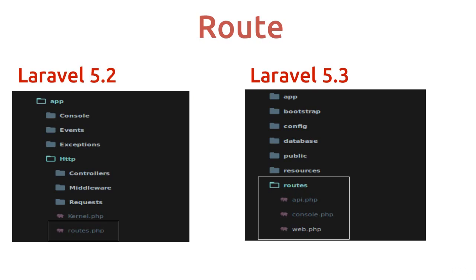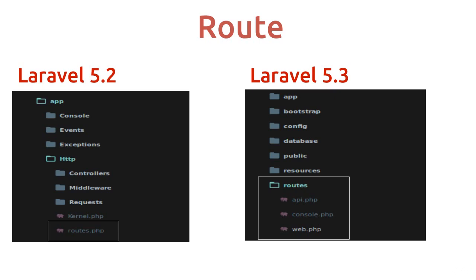In Laravel version 5.2, we can define all routes in a single file, routes.php, that is located in the app HTTP directory. So the routes for the web, API, or console are all placed here. But in Laravel 5.3, route definitions are split into 3 files stored in a special directory just below the Laravel root directory called routes. In this directory, there are 3 files, called api.php.